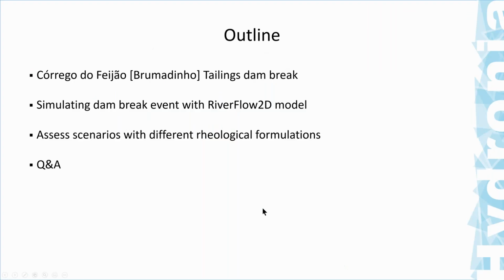So today's outline includes a brief description of the tailings dam disaster that occurred in Brazil early this year, 2019. Actually, the dam itself is not called Brumadinho, although many people say Brumadinho Tailings Dam Break. Brumadinho is a small town downstream from the dam site. The actual name of the location is Córrego do Feijão, and the dam is Dam 1 of this location.